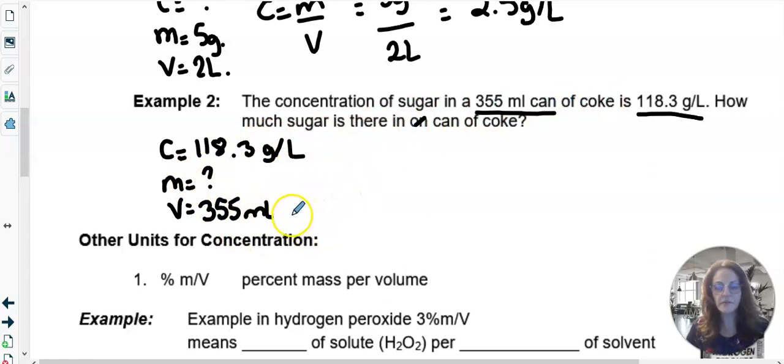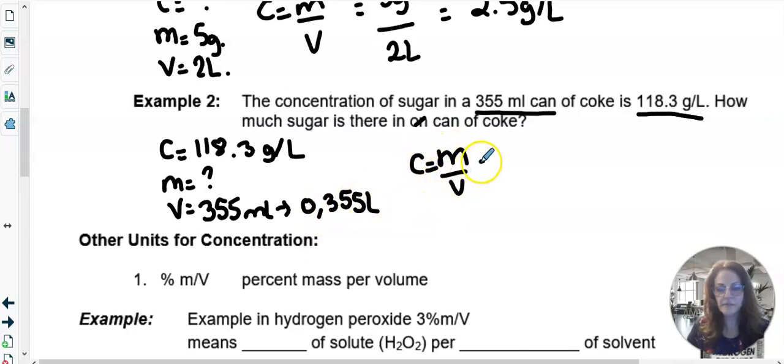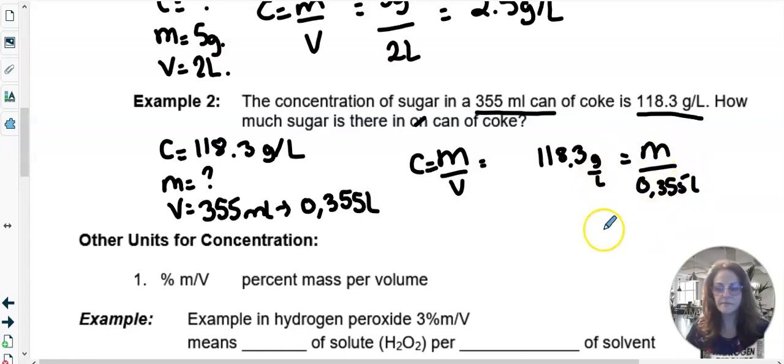Now, the second thing we have to look for is units. Is the unit here correct? 355 milliliters? It's not. We have to put it in liters. So divide by 1,000. That's 0.355 liters. Then we go ahead and write our formula, C equals M over V. And we replace our letters with our numbers, 118.3 grams per liter equals M over 0.355 liters. And then we solve for M.